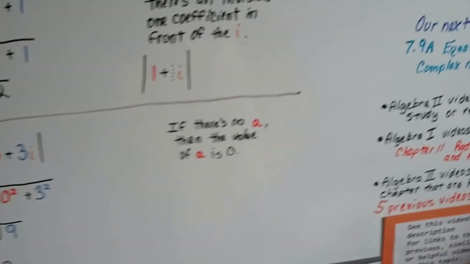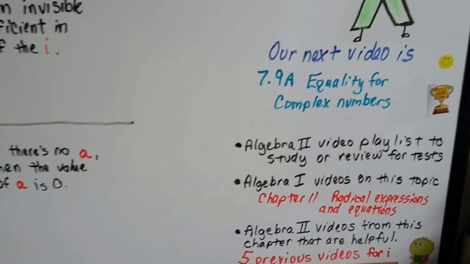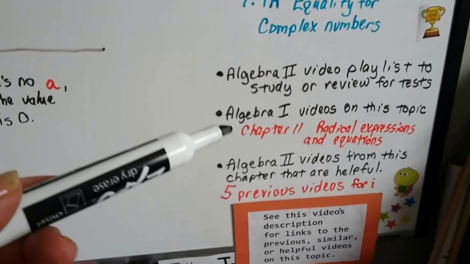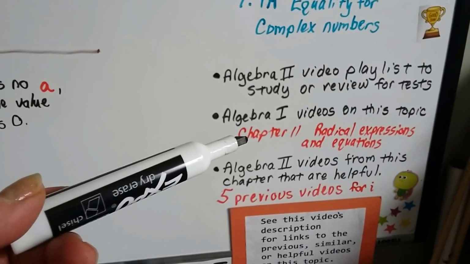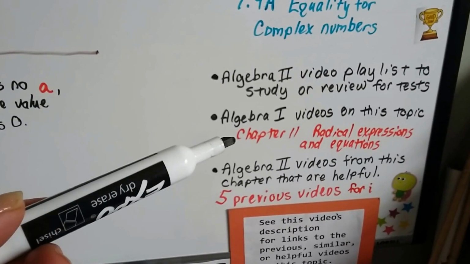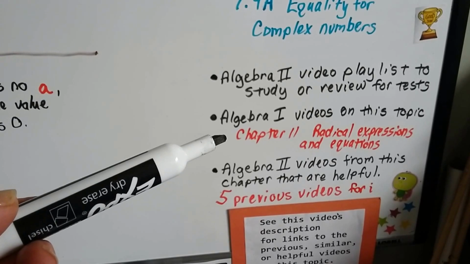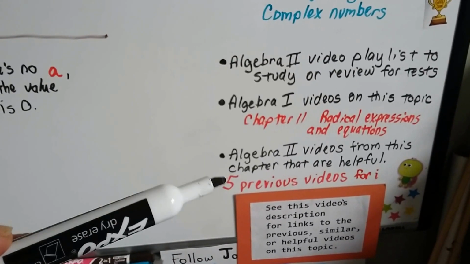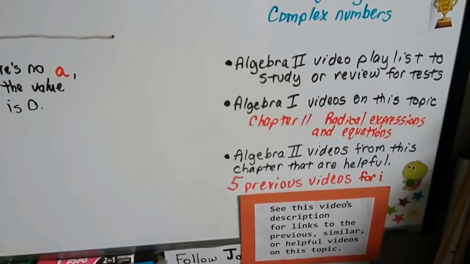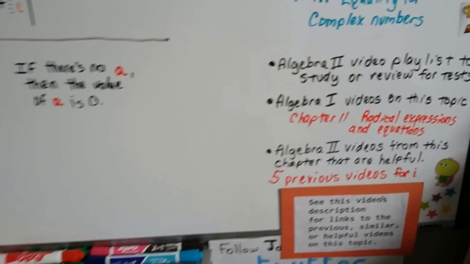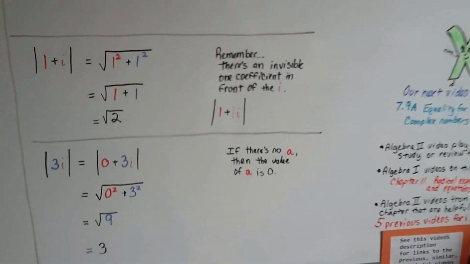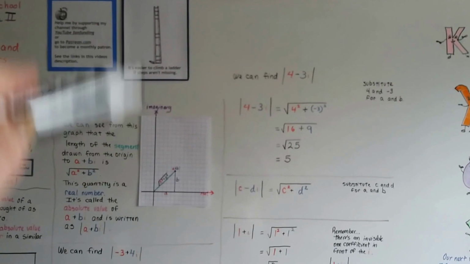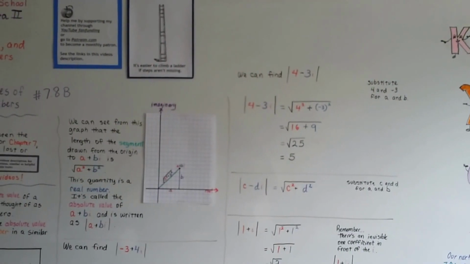Our next video is 7.9a, and we're going to talk about equality for complex numbers. I'm going to add this video to the Algebra 2 playlist, and the only thing that can really cover this would be the Chapter 11 playlist from Algebra 1 that was about radical expressions and equations, but they really don't talk about imaginary numbers. And you have to watch at least the 5 previous videos for i if you haven't seen them for imaginary numbers so that you don't get lost or confused, okay? Because I keep saying you don't want to skip steps on the ladder. You could still climb it, but it's going to be harder, right?